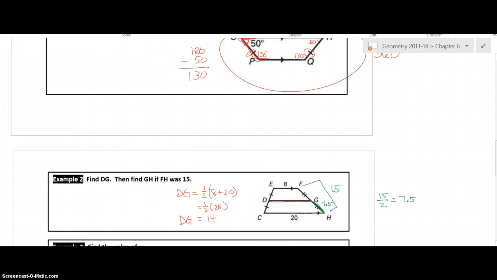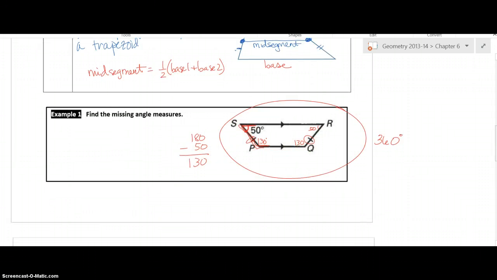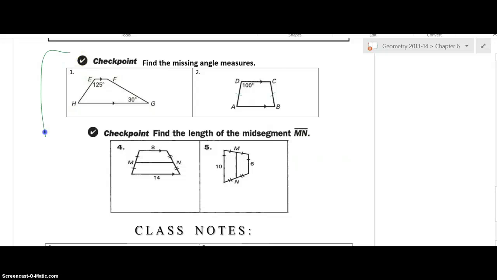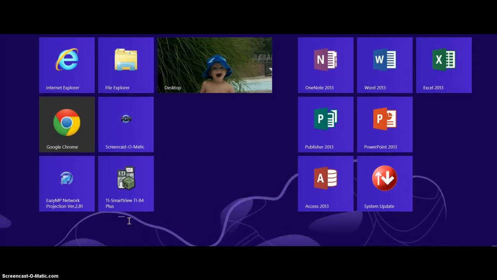Okay, so the only thing that you're responsible for here are the checkpoints, and there are only 4 of them. So 1, 2, 4, 5. The numbering is a little off, but that's okay. That is what you're doing.